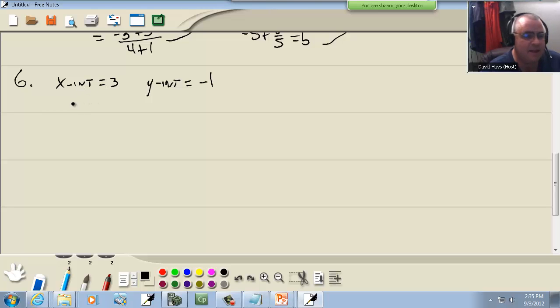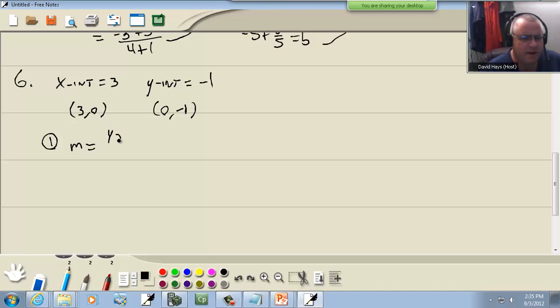The x-intercept, if you think what that is in point form, that'd be 3, 0. Y-intercept, that'd be negative 1. Wait a minute. Try it again. 0, negative 1. So this is the same type of problems we've been looking at. You know, first step, find m.